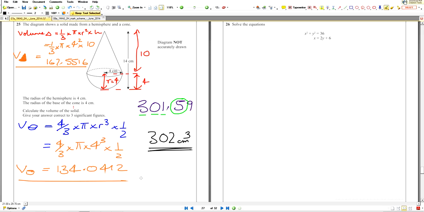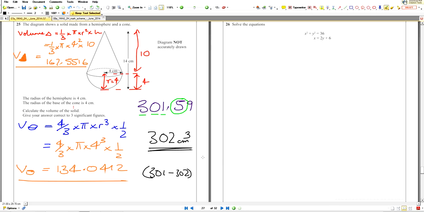Now, depending on whether you use 3.14 for pi or you use the calculator button for pi, the mark scheme allows us an answer between 301 and 302. But we've got the answer that's required by the examiner. That's the examiner looking for the answer, and we got exactly the answer, and so we are happy with that. We'll just leave it there. Move on to the next question.